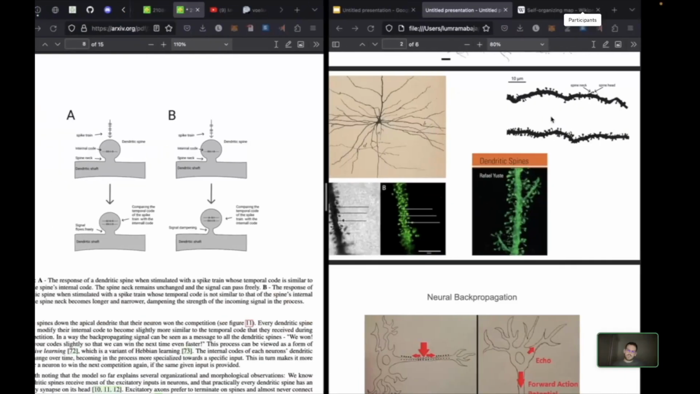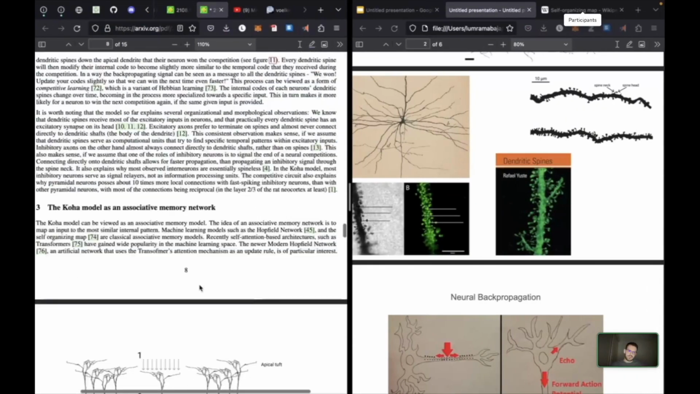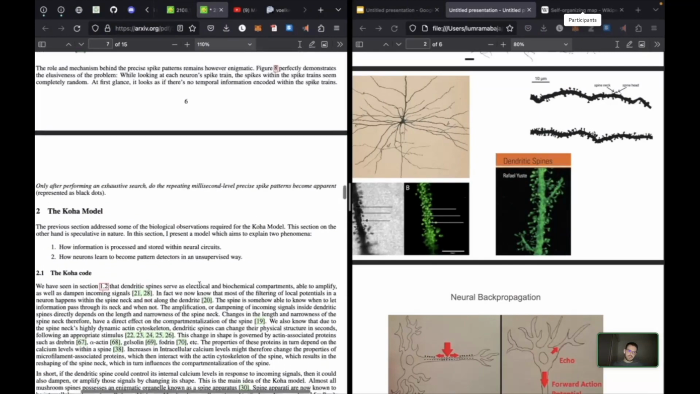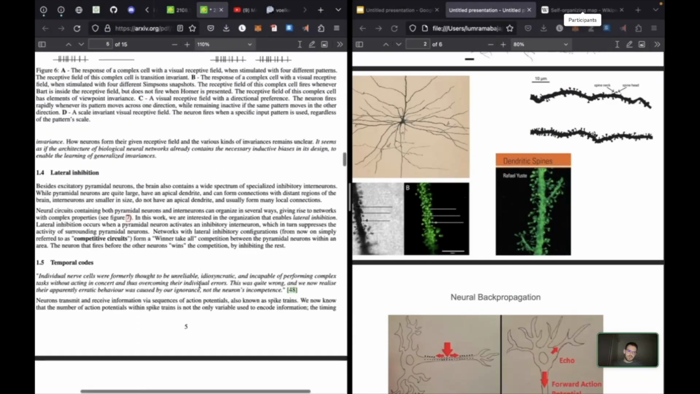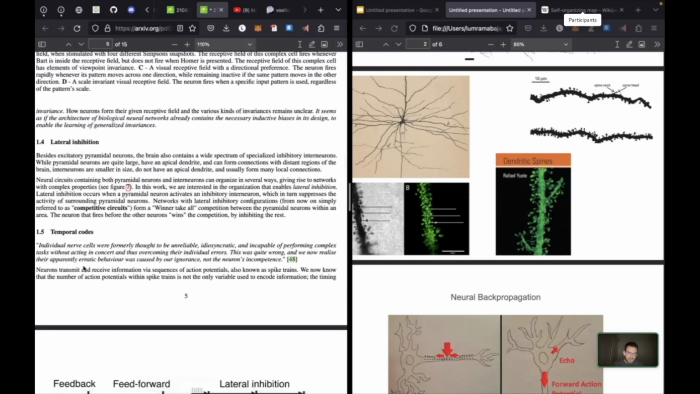Yeah, and there's this one quote in the paper that I have to find. I really like that quote. Where was it? Yes, I think it was this. Individual nerve cells were formerly thought to be unreliable, idiosyncratic, and incapable of performing complex tasks without acting in concert, and thus overcoming their individual errors. This was quite wrong, and we now realize their apparently erratic behavior was caused by our ignorance, not the neurons' incompetence. This quote is by, I think, a Hungarian scientist.